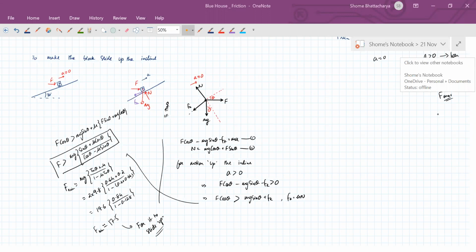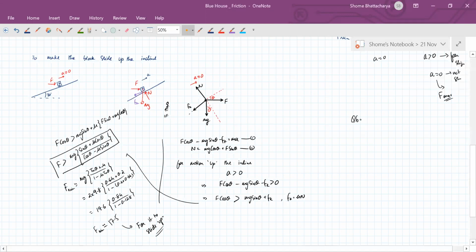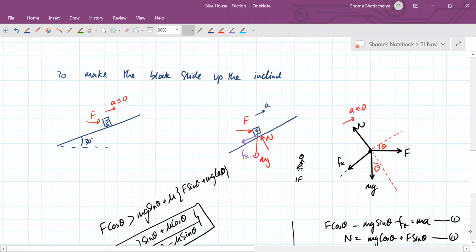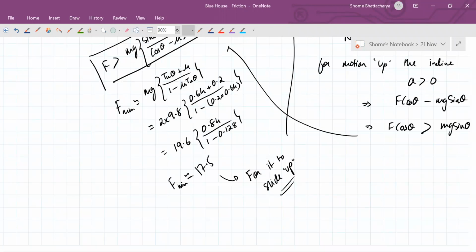Okay. Now similarly in question 6a part, the thing is the same. You want to make it slide up the inclined plane, but you are applying the force parallel to the inclined plane. That is the difference. Okay. So just modify your free body diagram, and it becomes a simpler thing, because you don't have to resolve F and it doesn't affect your normal reaction. You want to apply the force in such a way that it will tend to slip up the inclined plane.